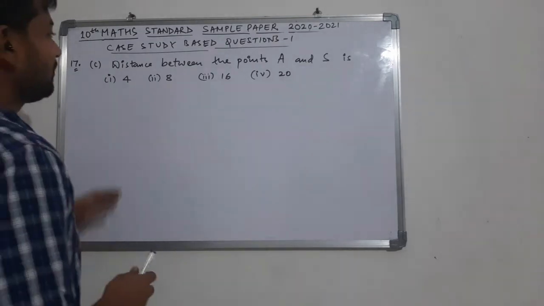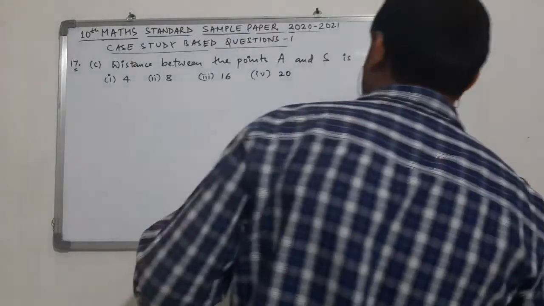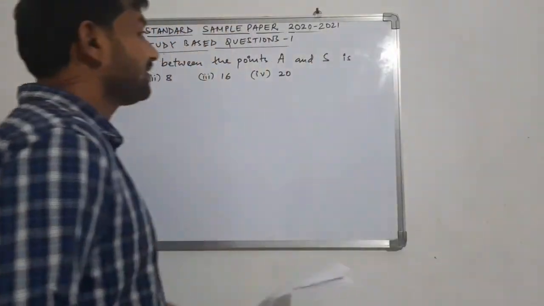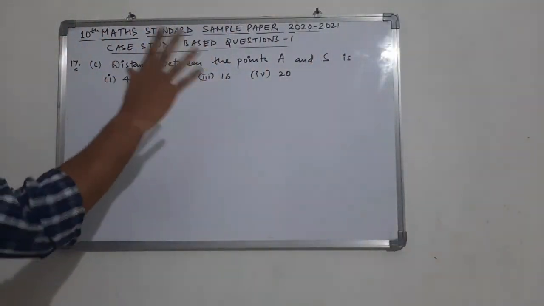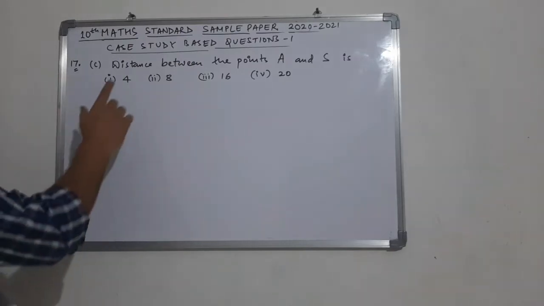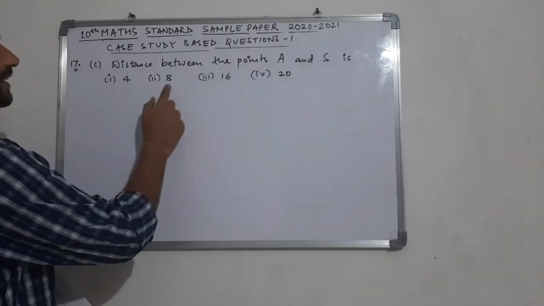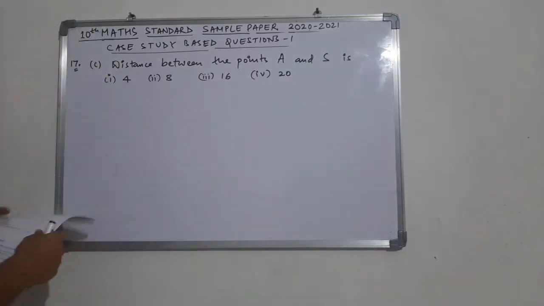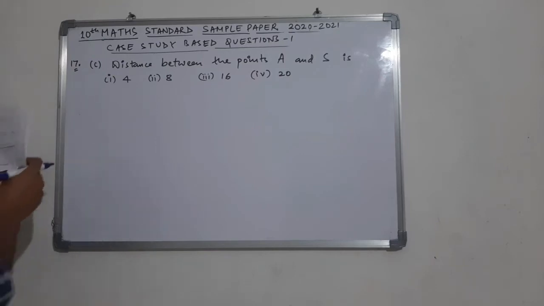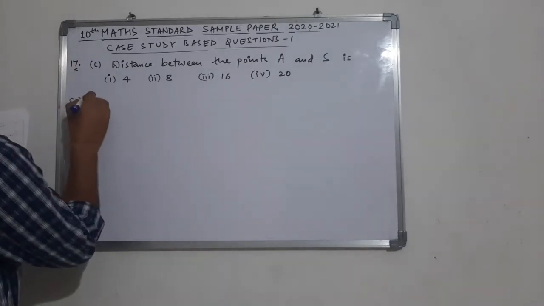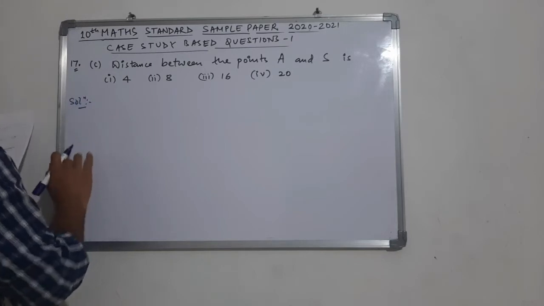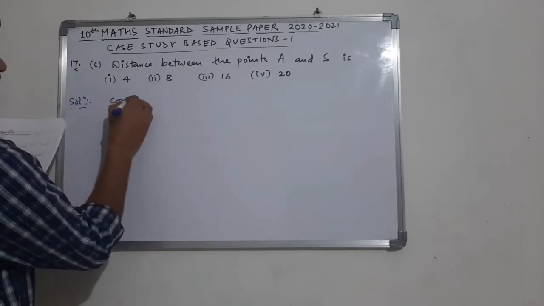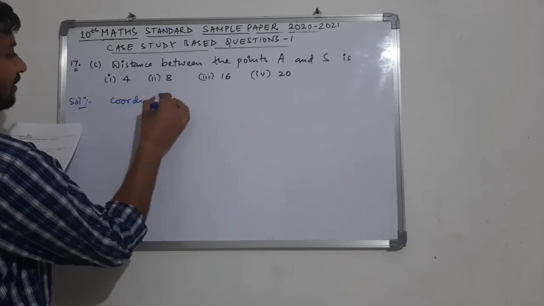Again, this question is very simple. We have to calculate the distance between the points A and S here. The distance between the point A and S is, the first option is 4, second 8, third 16 and 20. Clearly, we have to use distance formula here, and for that we need the coordinates of point A and S. So by observing the graph, we can find out the coordinates of A and S.